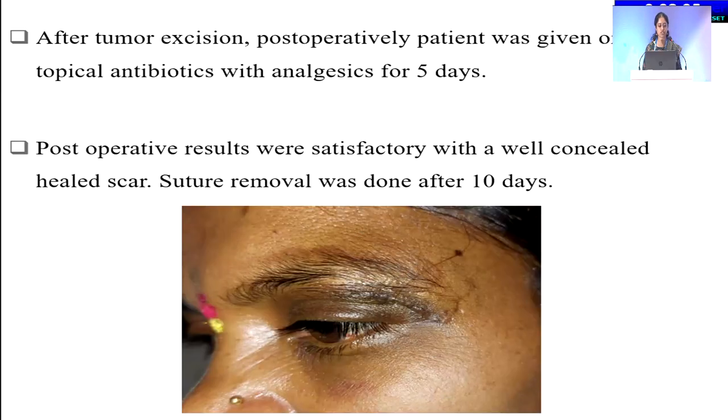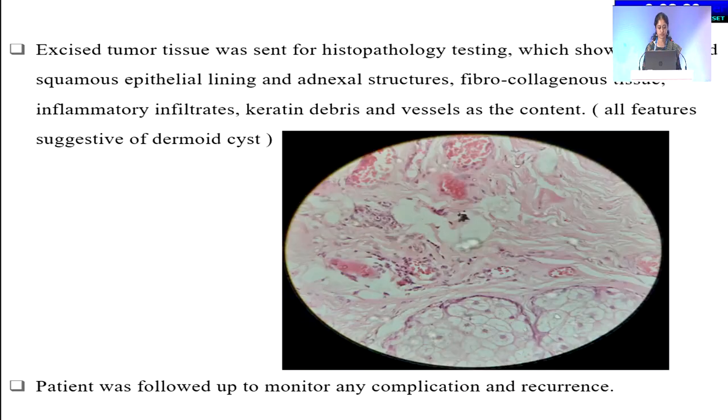After tumor excision, postoperatively, the patient was given oral and topical antibiotics with analgesics for 5 days. Postoperative results were satisfactory with a well-concealed scar. Suture removal was done after 10 days. Excised tissue was sent for histopathology, which showed stratified squamous epithelial lining with dermal appendages as contents, confirming our diagnosis of dermoid cyst. The patient was then followed up to monitor for any complication or recurrence.